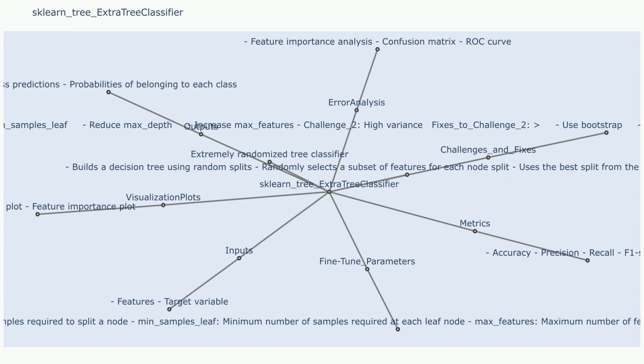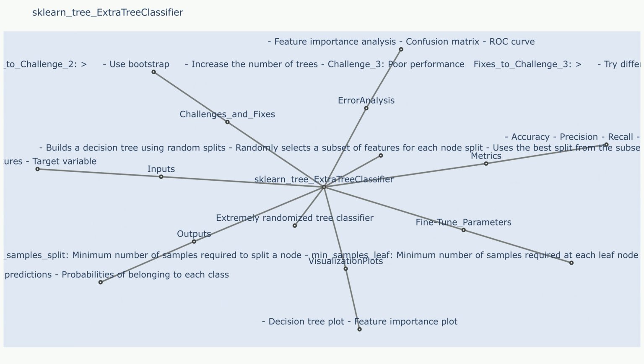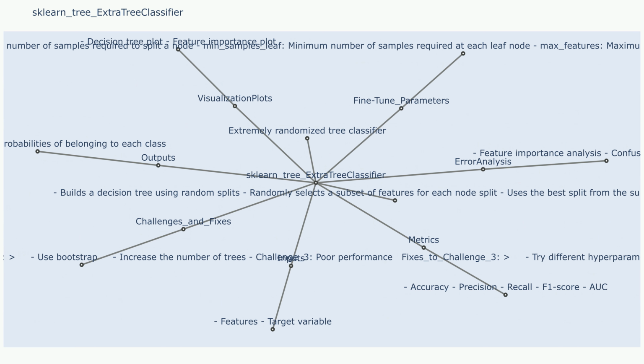Metrics. Accuracy. This metric measures the proportion of correctly classified instances. It's calculated as the number of correct predictions divided by the total number of instances. Precision. This metric quantifies the model's ability to correctly identify positive instances: true positives among all instances predicted as positive, true positives plus false positives. Recall, also known as sensitivity. This metric evaluates the model's ability to correctly identify all positive instances: true positives among all actual positive instances, true positives plus false negatives. F1 score. This metric combines precision and recall into a single value, providing a balanced measure of the model's performance. It's the harmonic mean of precision and recall.